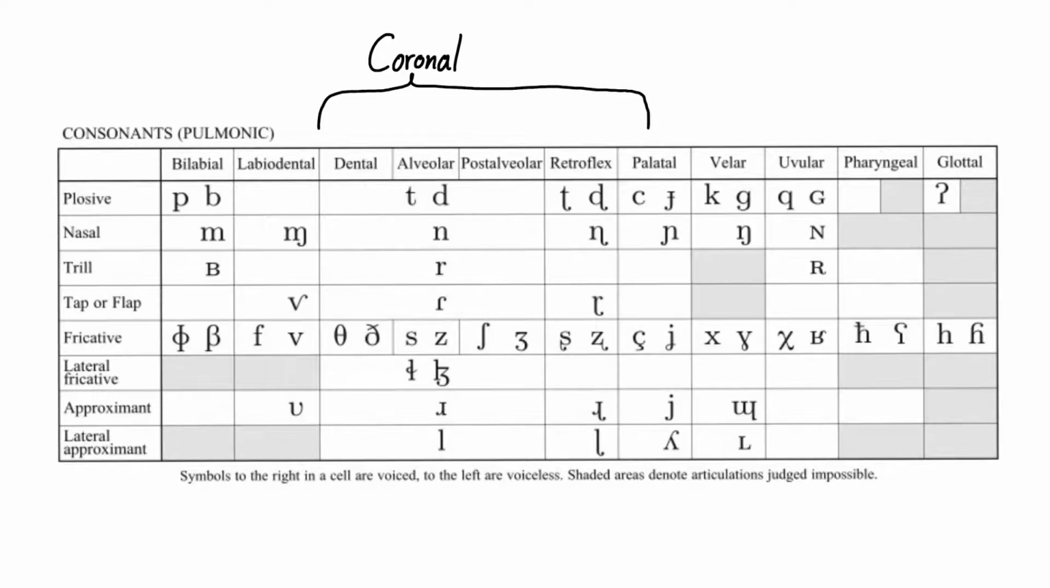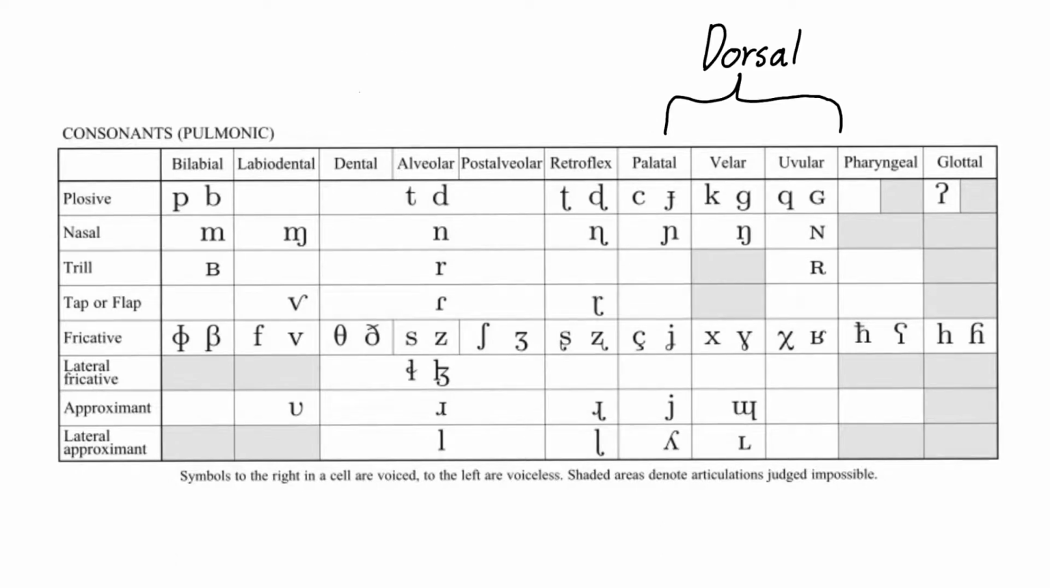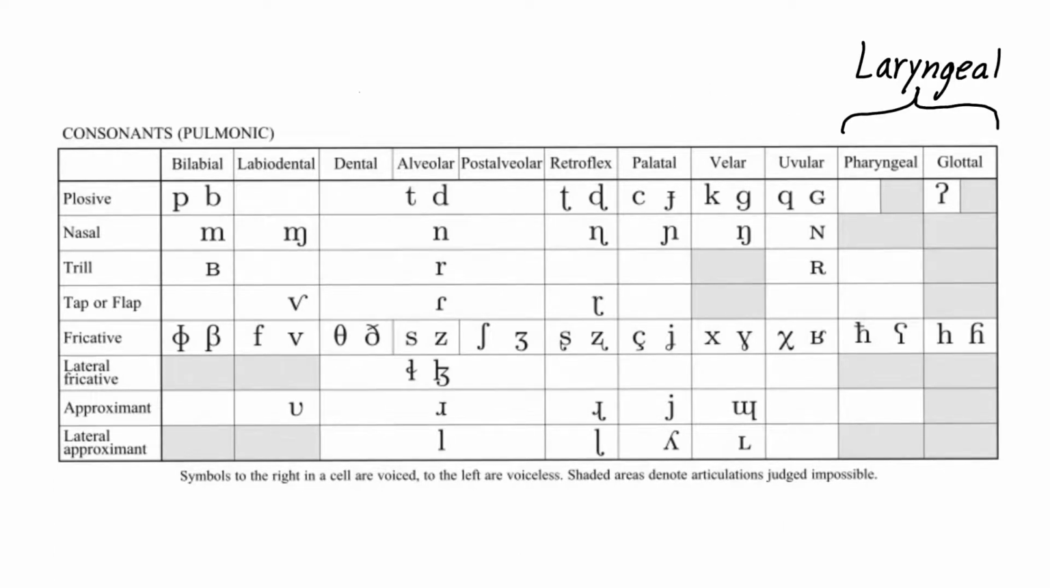These are coronal, meaning that they are articulated with the flexible part of the tongue. These are dorsal, meaning that they are articulated with the back of the tongue. These are laryngeal, meaning they're primarily made with the larynx, your voice box.